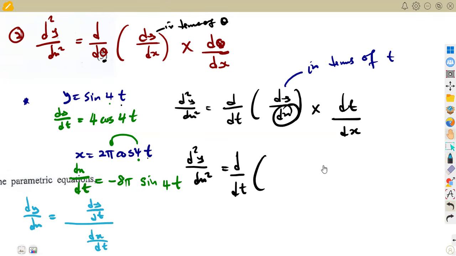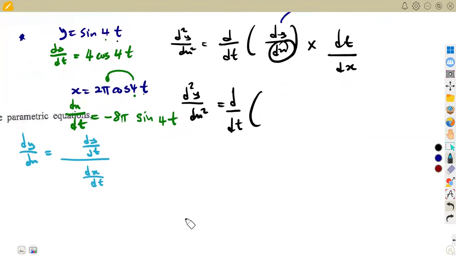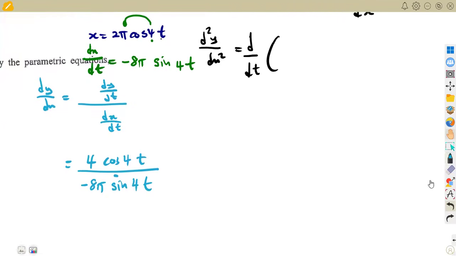This one is just a substitution. When we differentiated y with respect to t, we got 4 cos 4t, over the derivative of x with respect to t, which we got as negative 8 pi sine 4t. This is what we have, and we can simplify. As we can see, the numbers can be divided. 4 here is a 1, here that's a 2. So it's going to be negative 1 over 2 pi.